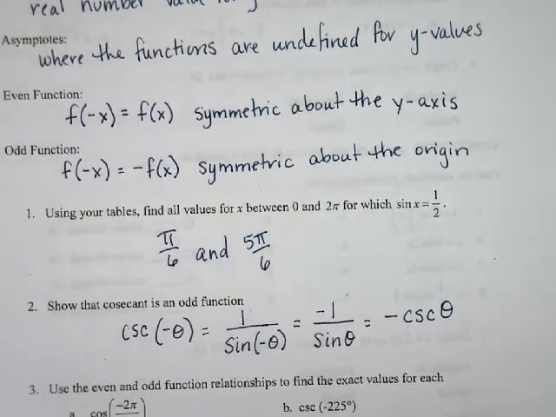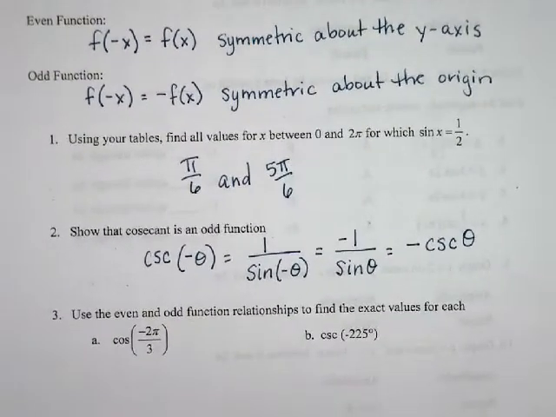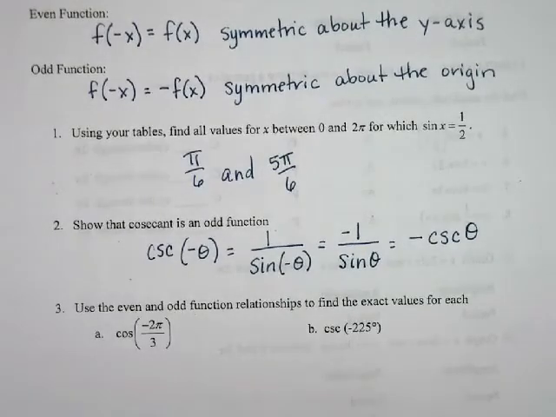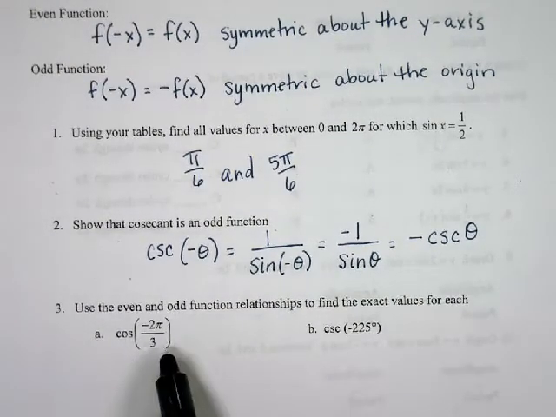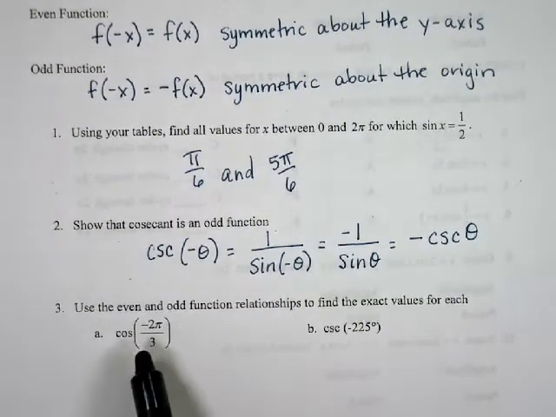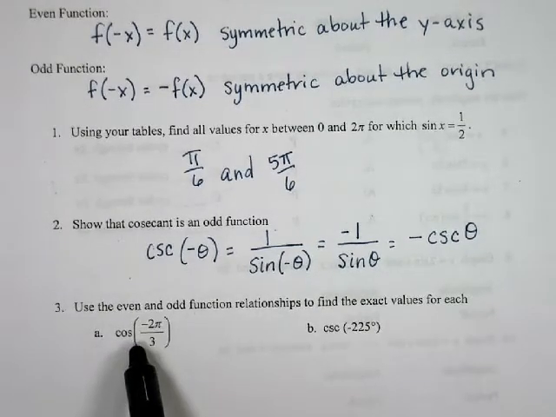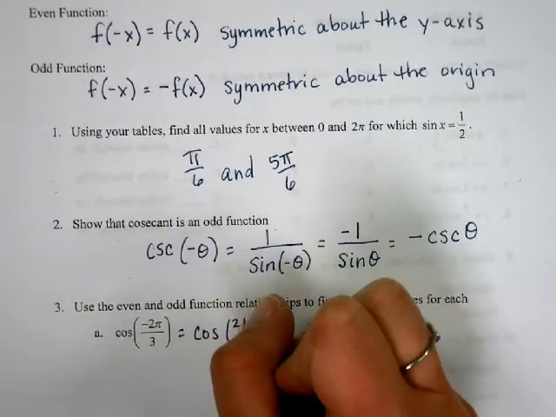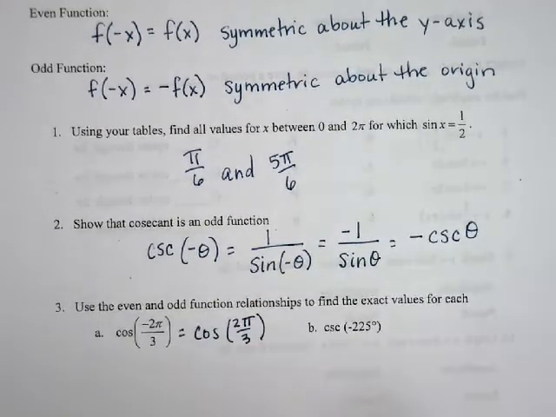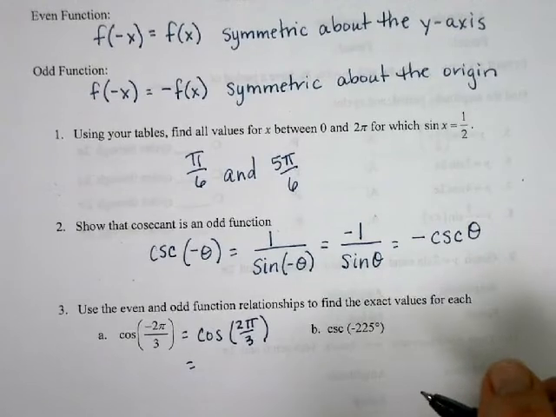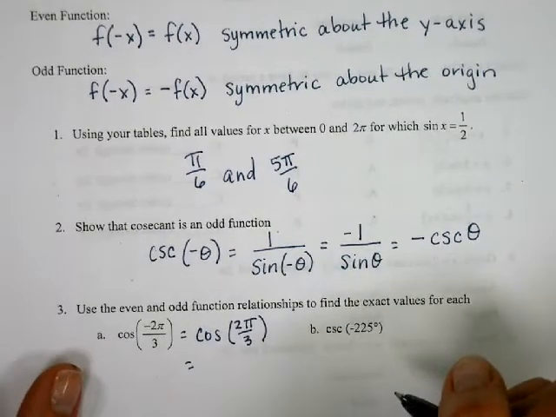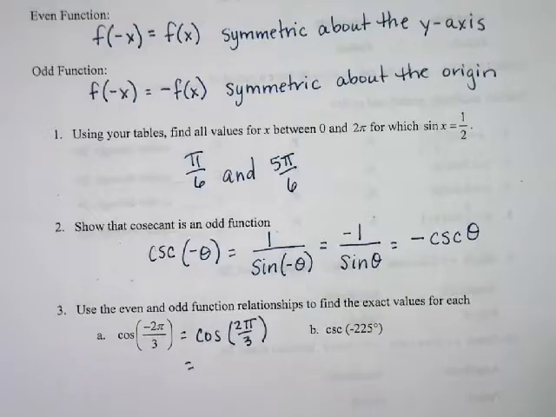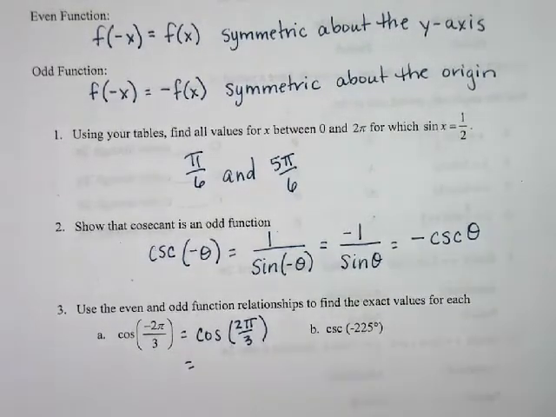Okay. So number 3 there says use the odd and even function relationships to find the exact values for each. So instead of going to negative 2 pi over 3, I know that cosine is an even function, so I can just go to the positive one. So cosine of positive 2 pi over 3. So 2 pi over 3, if I look at my circle, cosine of 2 pi over 3, or I can also use my charts that we just made because we have both on there. 2 pi over 3 is right there. So he's negative 1/2.